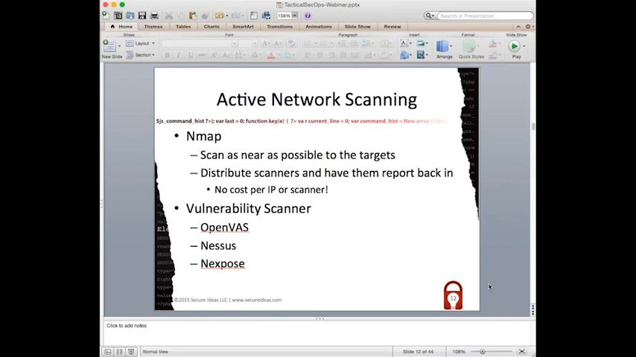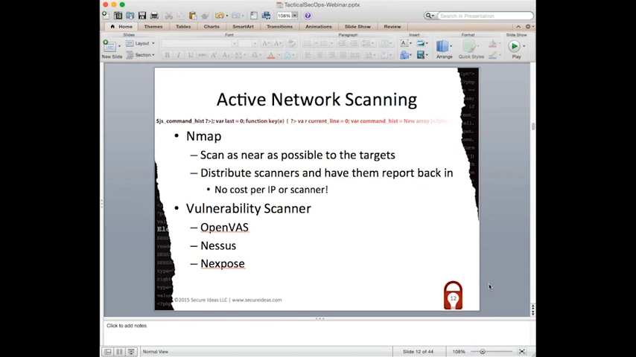We want to try to scan as near as possible to our targets. And the reason why we want to do that is, you get some kind of next-gen firewall or something like that sitting in between you and your scanner and your target systems, and you start to get odd results. Things aren't coming out quite right. And it's really easy to just go ahead and set up a system out there that has access close to our targets, light it off and see what we find.